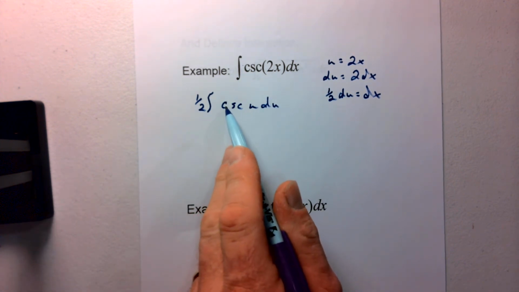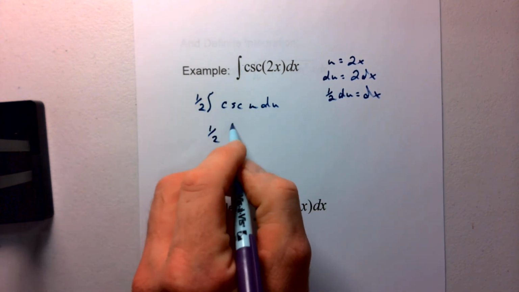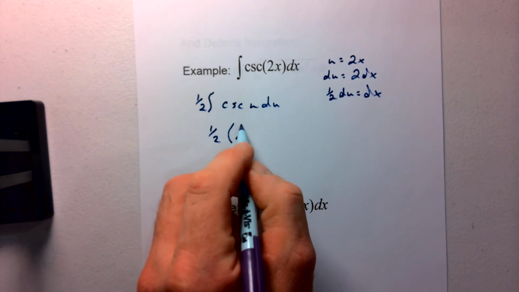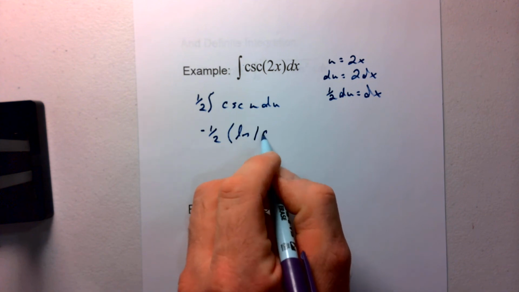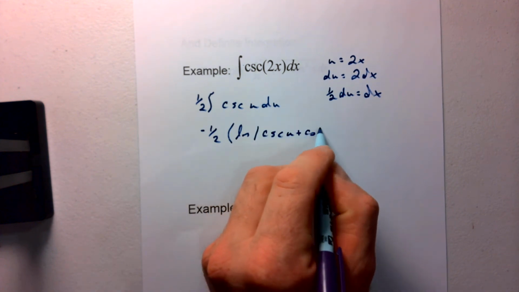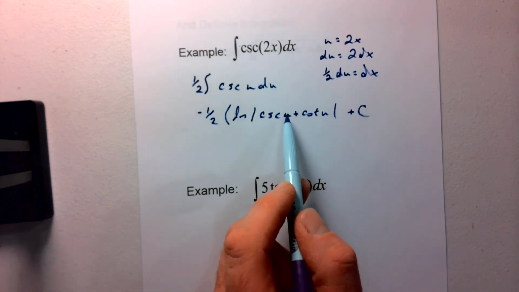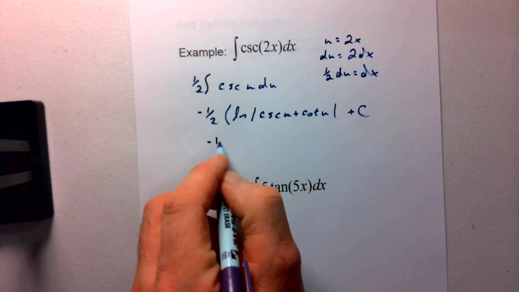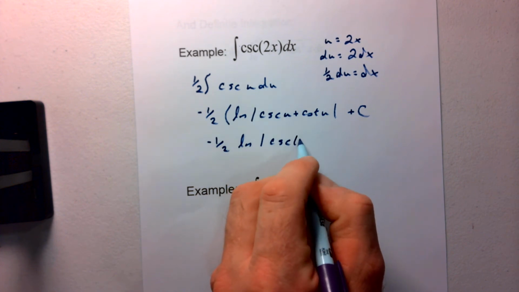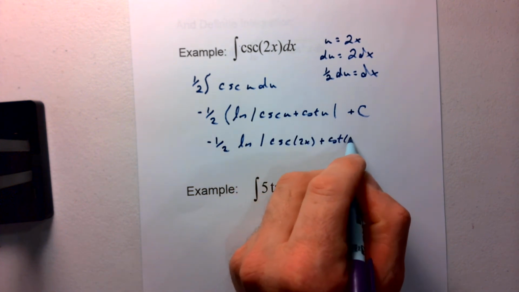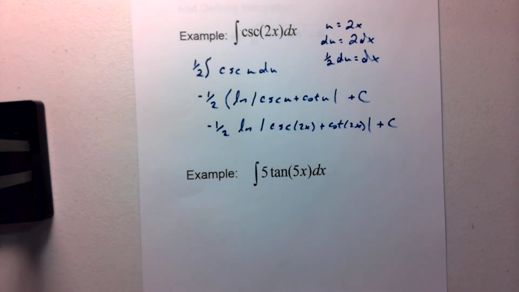And remember again, from our list, we have the integration of cosecant of u. So that's 1/2 times, we actually don't need the parentheses there, but we'll put them in there anyway, negative natural log of the absolute value of cosecant of u plus the cotangent of u, plus c. And we can go and replace our u with 2x. So we get a negative 1/2 the natural log of the absolute value of the cosecant of 2x plus the cotangent of 2x, plus c. And that gives us our integration.